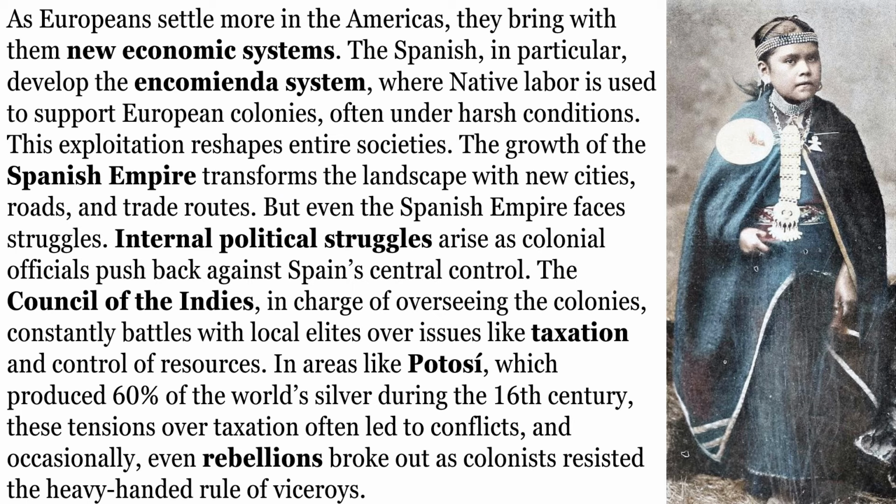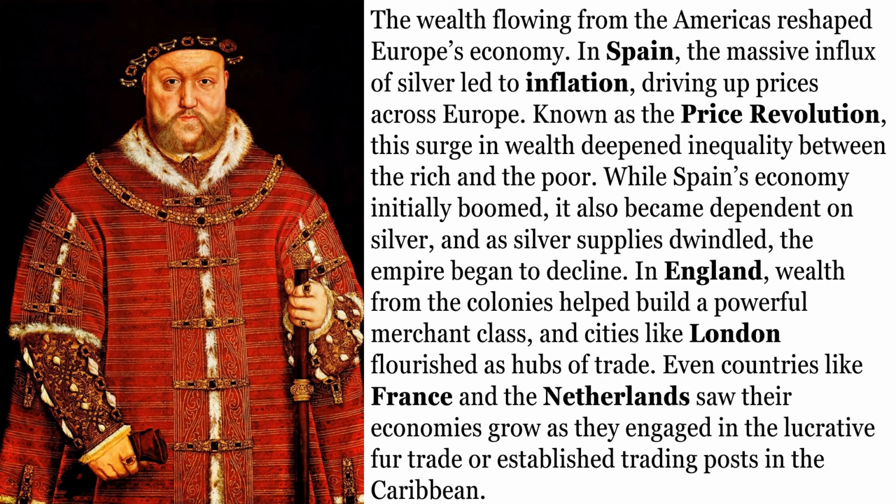Internal political struggles arise as colonial officials push back against Spain's central control. The Council of the Indies, in charge of overseeing the colonies, constantly battles with local elites over issues like taxation and control of resources. In areas like Potosi, which produced 60% of the world's silver during the 16th century, these tensions over taxation often led to conflicts, and occasionally, even rebellions broke out as colonists resisted the heavy-handed rule of viceroys. The wealth flowing from the Americas reshaped Europe's economy.